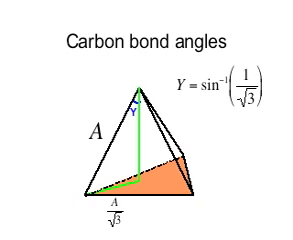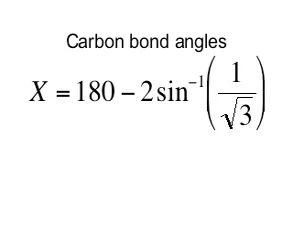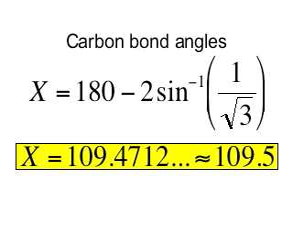And if we know y, remember we know x, and x was that bond angle, that HCH bond angle. So we said x was 180 minus 2 times y. Plug in that value for y. So that means x must be equal to 180 minus 2 times the arc sine of 1 over the square root of 3. And this is just numbers at this point. We can evaluate this. Plug it into your calculator, see what you get. X, the bond angle in methane, is 109.4712... degrees, or approximately 109.5 degrees.